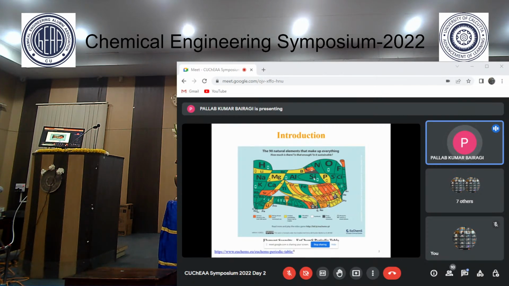Otherwise, a few natural elements which are highly important and critical for our surrounding world may be diminished. Therefore, focus should be given to the development of new techniques and modification of existing methods to enable the use of these resources, elements, and materials in a circular way.